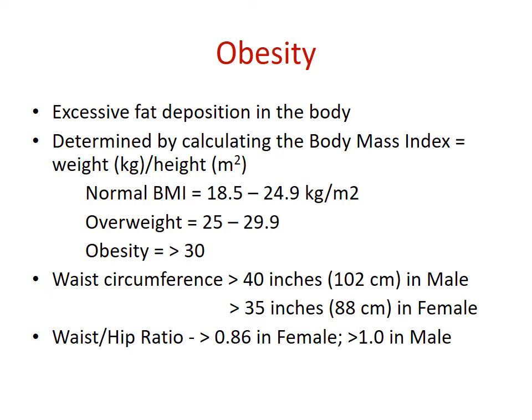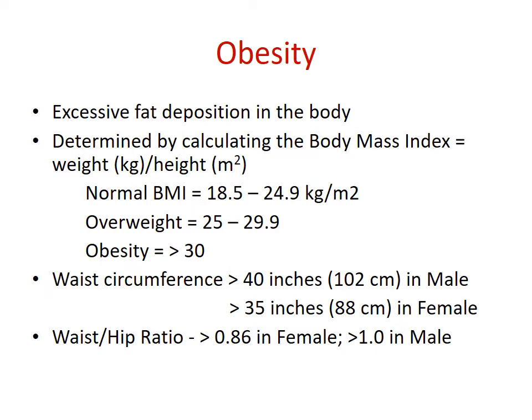You can also determine obesity by measuring the waist circumference. And if the waist circumference is more than 40 inches in male or more than 35 inches in female, then you can also diagnose obesity. And the third way is to look at waist-hip ratio. Measure the waist and measure the hip, circumference of the waist, circumference of the hip.